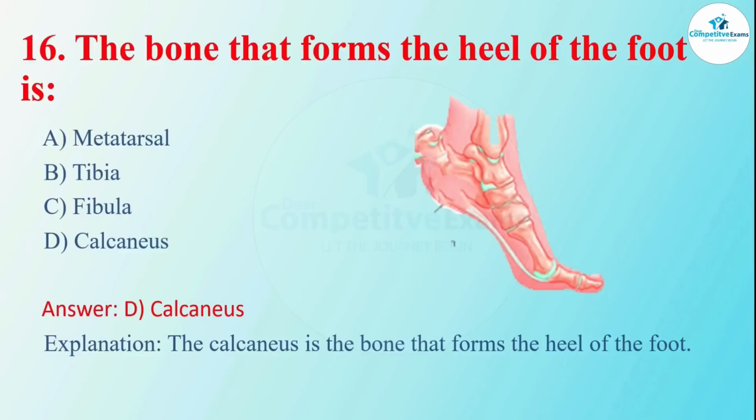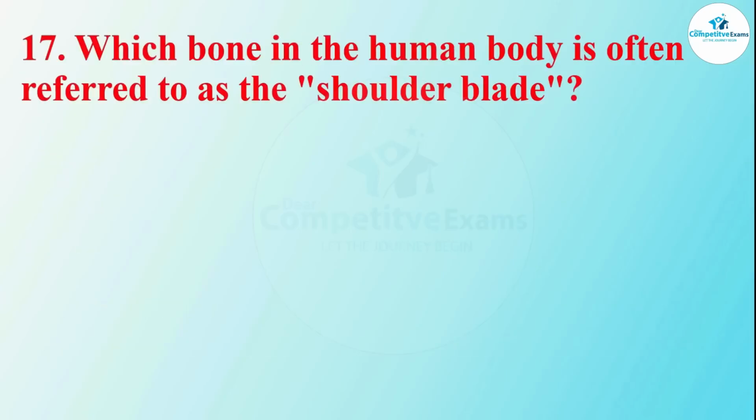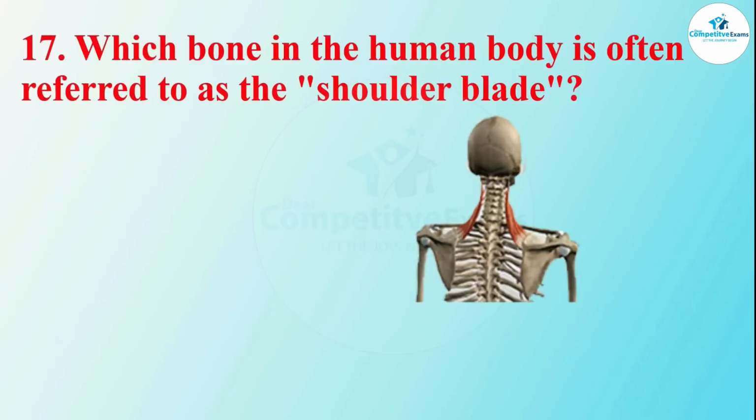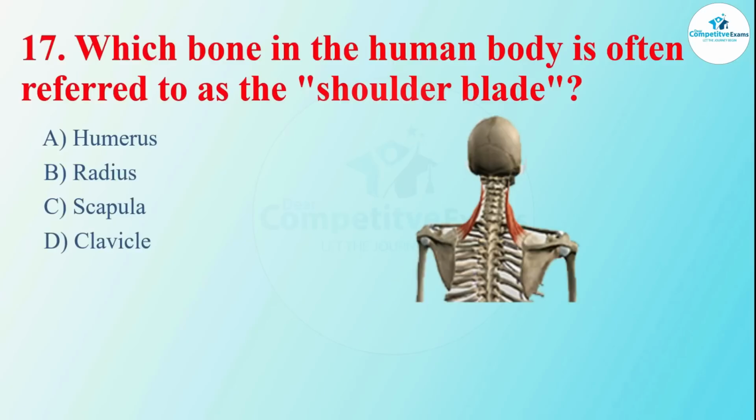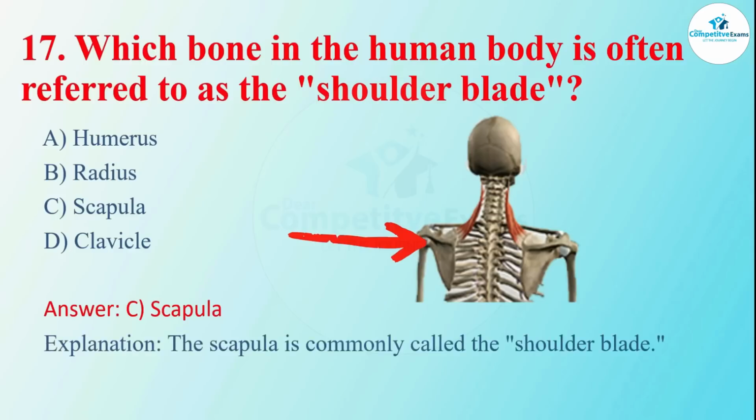Let's move on to question number 17. Which bone in the human body is often referred to as the shoulder blade? So which bone in the human body is known as the shoulder blade? Your options are humerus, radius, scapula, or clavicle. The right answer is scapula. Friends, the scapula is commonly known as the shoulder blade of a human body.